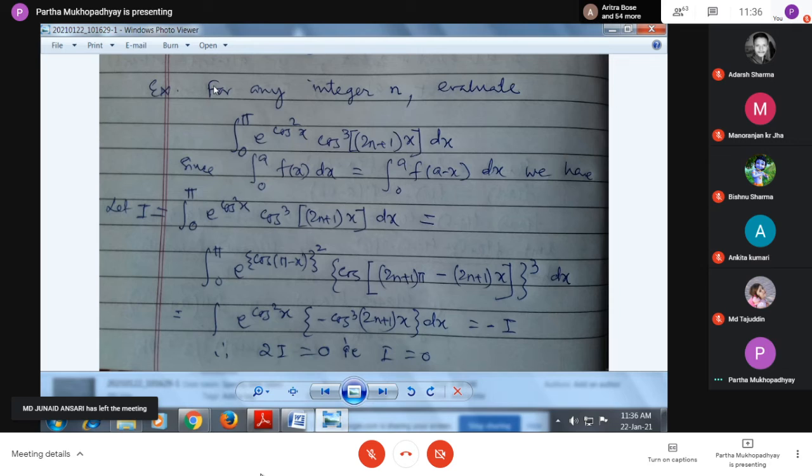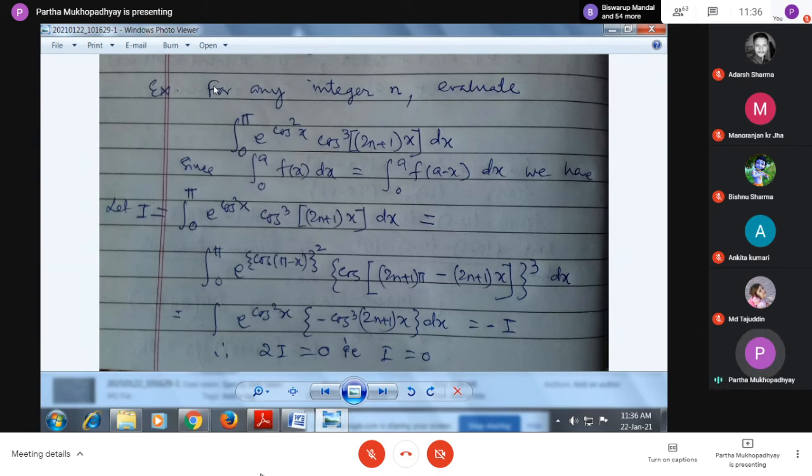Minus of I, so I equals minus I. Then 2I equals 0, so I equals 0. So again, this integral will be simply equal to 0. Now, actually, these two integrals are 0.